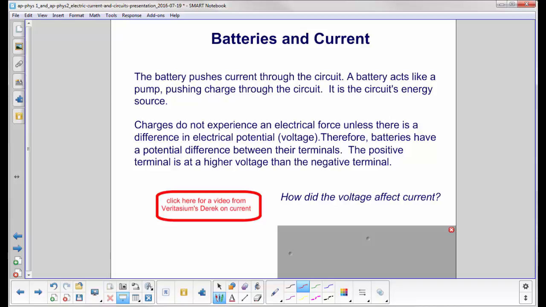Charges do not experience an electrical force unless there is a difference in electric potential, or voltage. Therefore, batteries have a potential difference between their terminals. The positive terminal is at a higher voltage than the negative terminal.